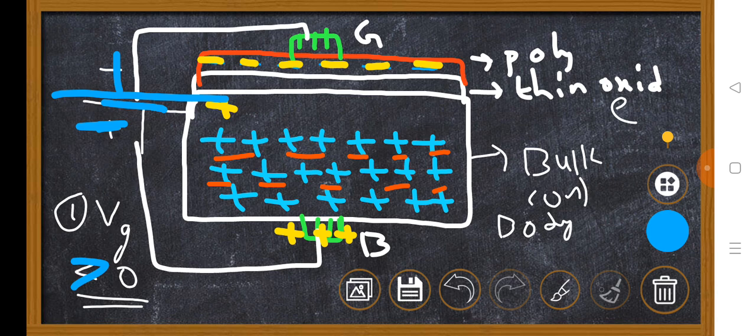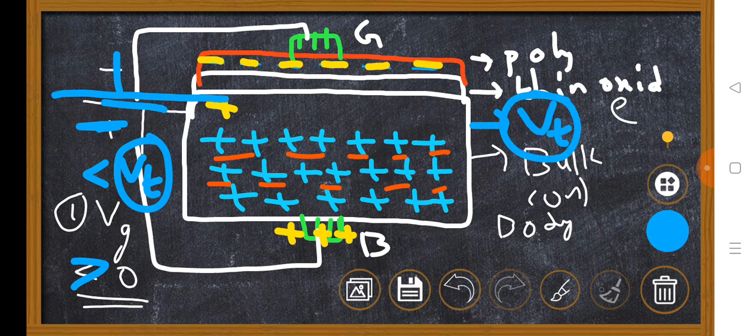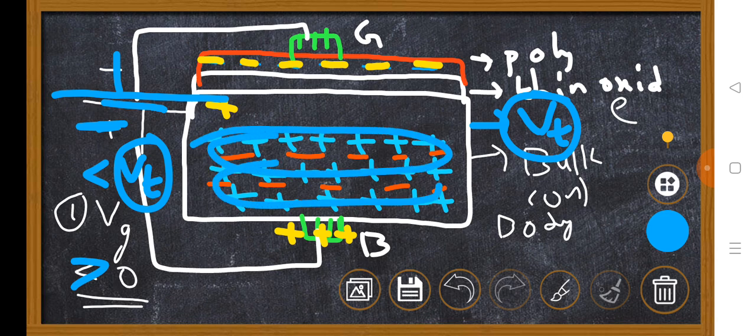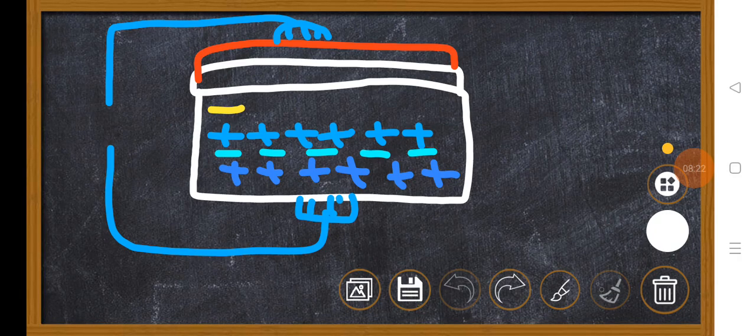Further, if you increase it, what will happen? Let us assume that this potential is greater than 0 but less than the threshold voltage. That means this transistor has some threshold voltage, a sufficient voltage to bring these negative charge carriers here and to form a channel. Is it understood? Therefore I can call this the second condition. Now observe very carefully.